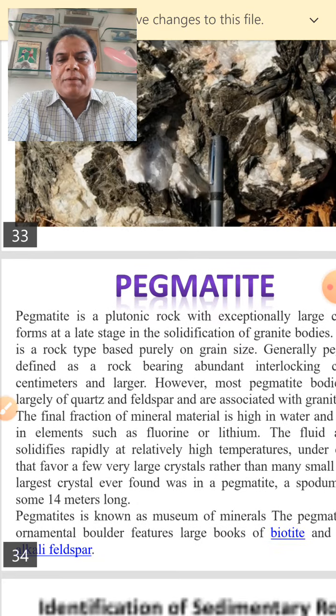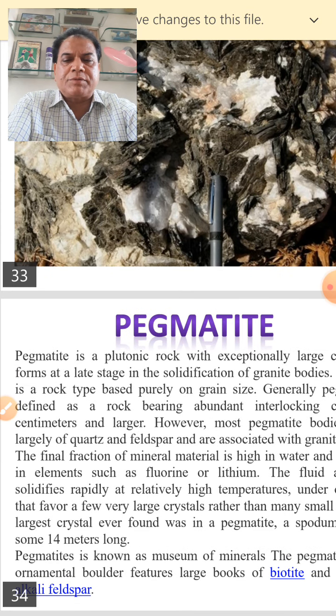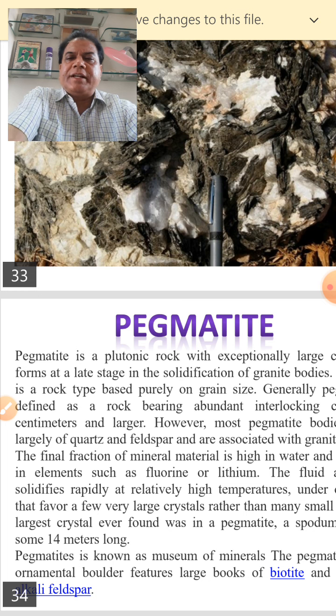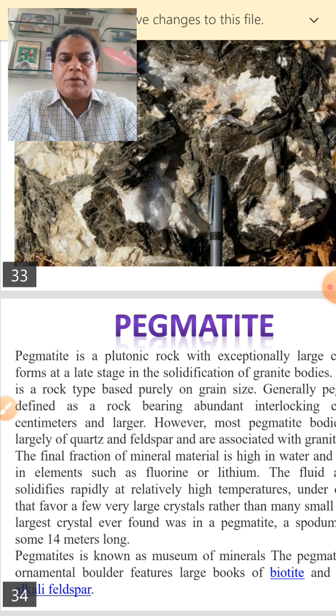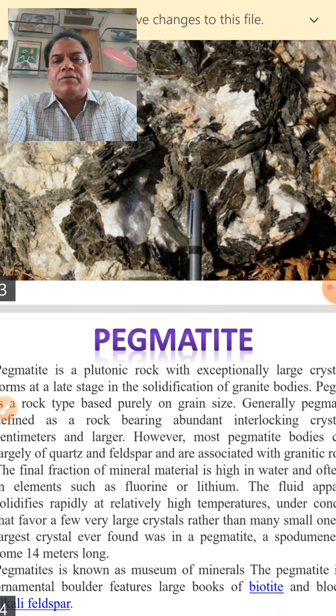Now this is pegmatite. This is known as the museum of minerals. It's a plutonic rock, formed from the last stages of the solidification of granitic bodies, and it is a museum of minerals. A number of minerals are found accommodated in this. The character of this pegmatite is that it has very large grains.